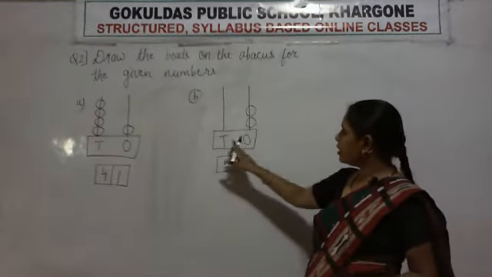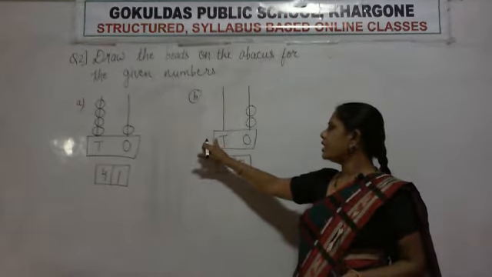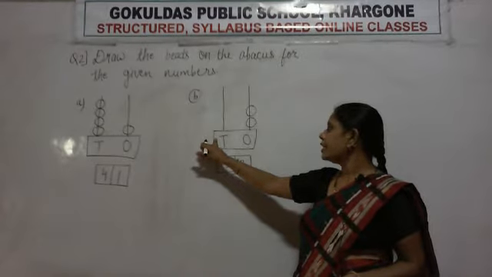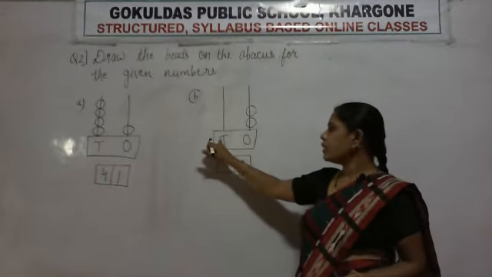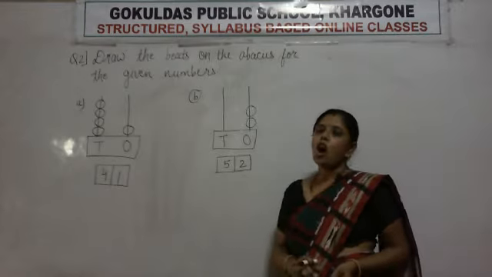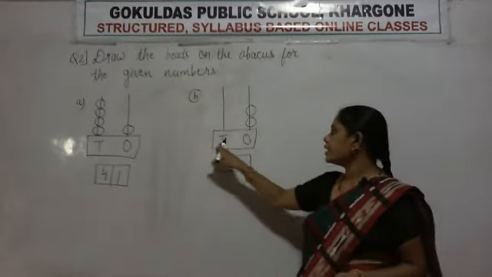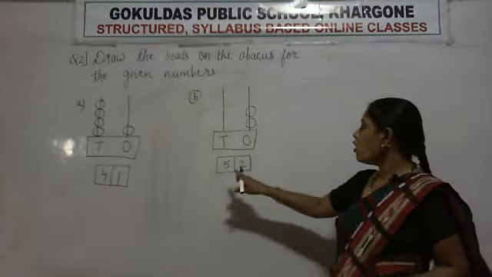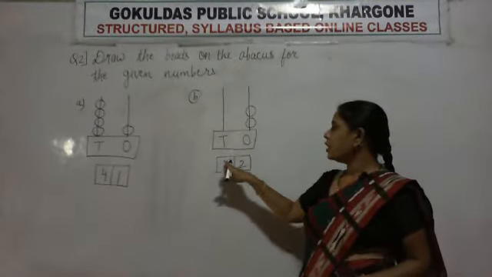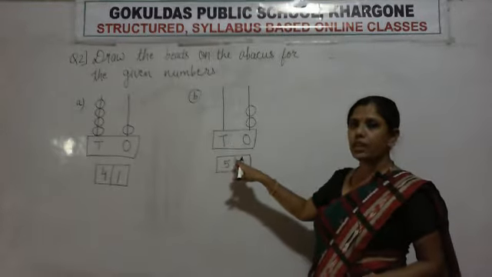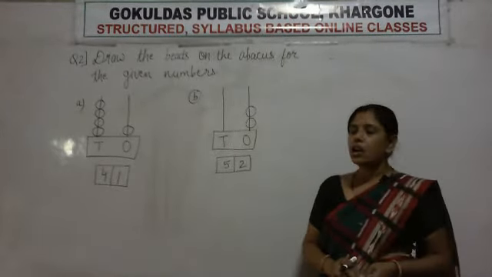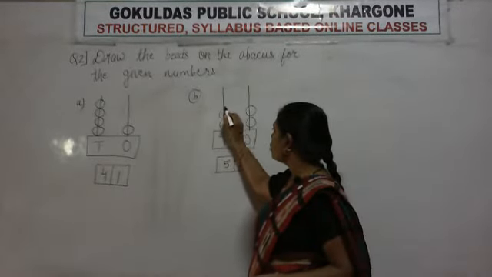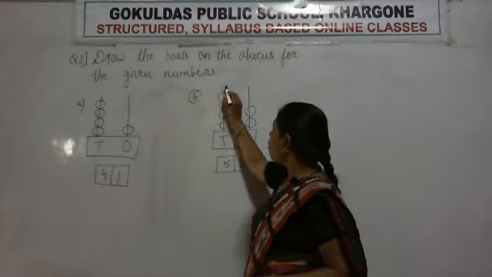Now the second part, that is tens. Which number is given at tens? 5. So how many beads do we have to draw at tens place? We have to draw 5 beads. Why? Because the number that is given at tens place is 5. So draw 5. 1, 2, 3, 4 and 5.